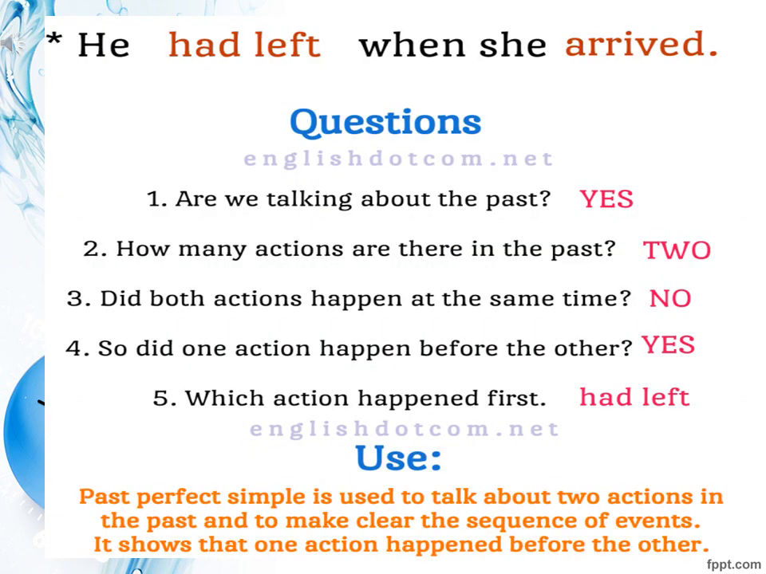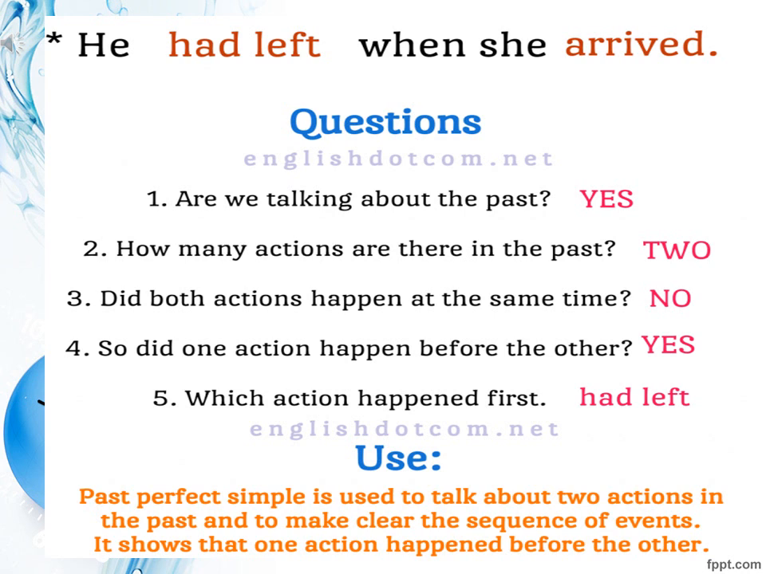Okay, so to understand more let's see this example. يعني باش نفهموا أكثر نشوفوا هذا المثال ونطرحوا هذه الأسئلة ونحاولوا نجاوبوا عليهم. So he had left when she arrived. He had left غادر بينما هي أتت. Okay, when she arrived. So questions: are we talking about the past? Yes. How many actions are there in the past? Two. يعني حدثين اللي عندنا في الماضي.